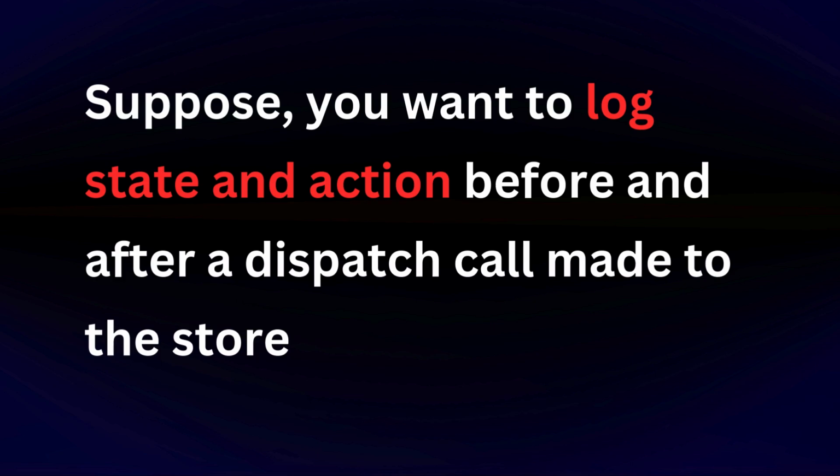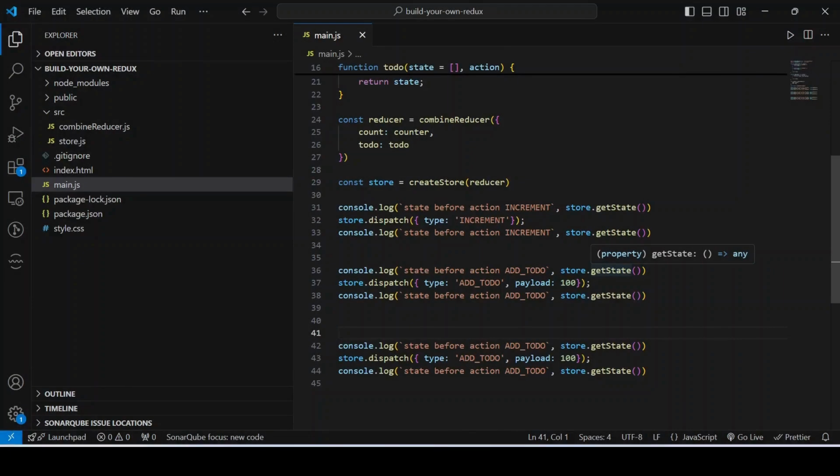Suppose you want to log the state and the action before and after the dispatch call is made to the store. What will you do? Going by the naive approach, we will place a log statement which will capture the action and the state just before the dispatch call is made, and we will place the same log statement again once the dispatch call is made. That's all we will do, right? But this approach has a shortcoming.